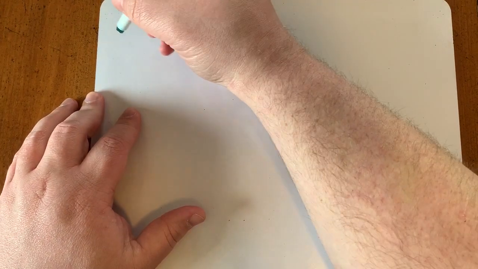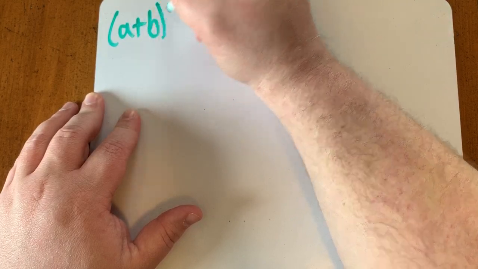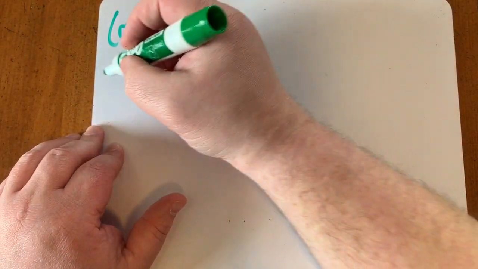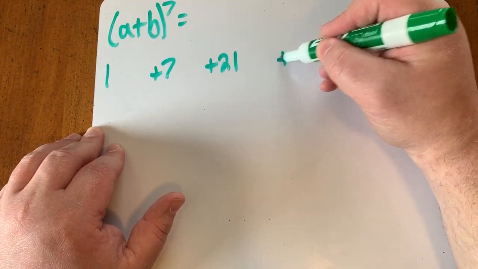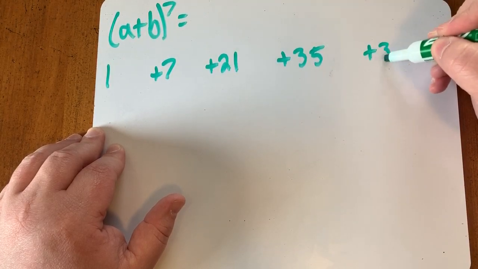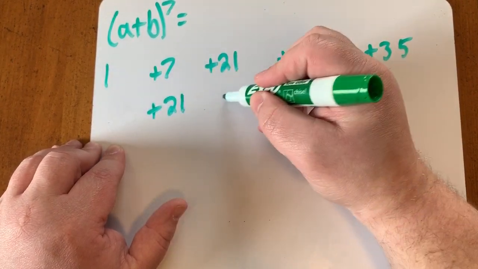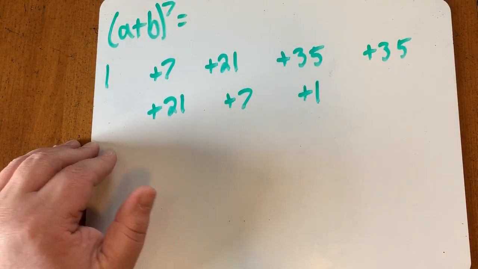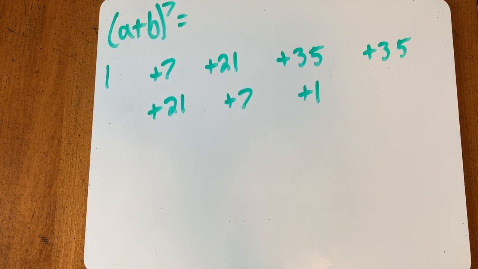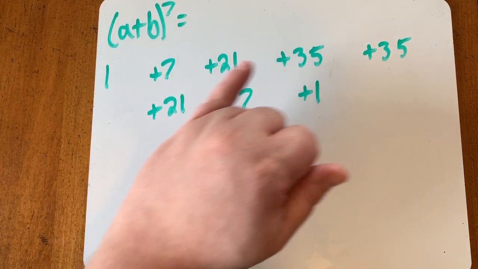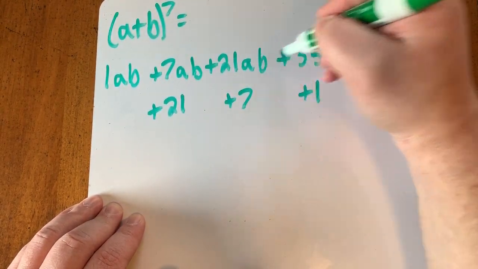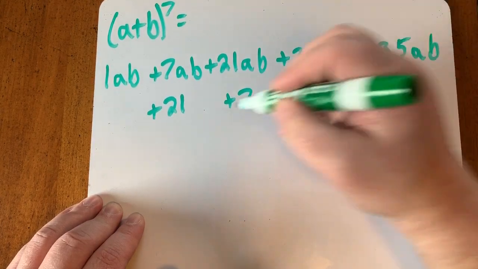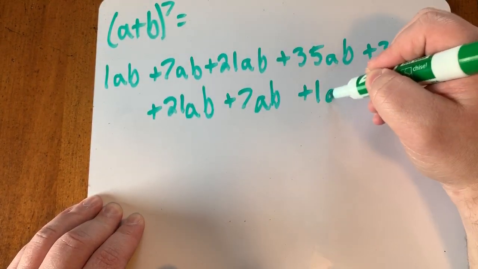That follows a pattern as well. If you had (a+b) to the 7th, well, the 7th row, it was 1, 7, 21, 35, 35, 21, 7, and 1. All right, so those were our coefficients. Now, each of these terms is going to have an a and a b. A, B, A, B, A, B, A, B, A, B, A, B, A, B, and A, B.